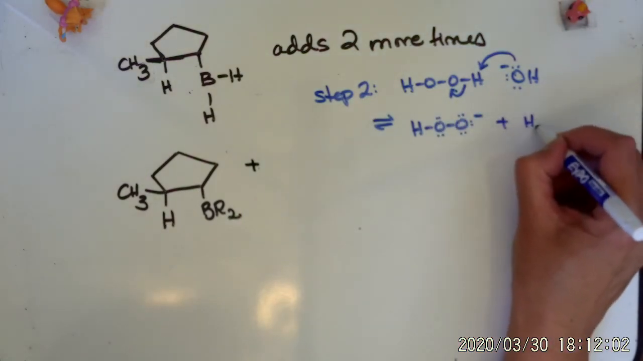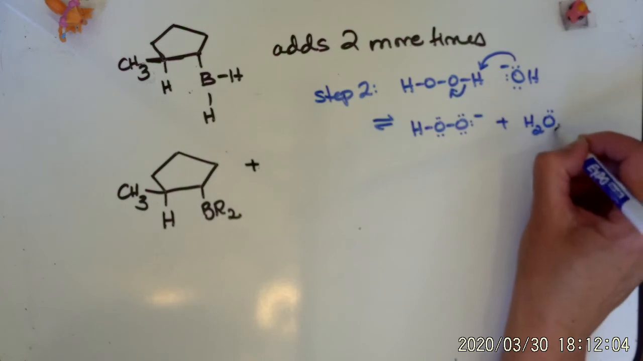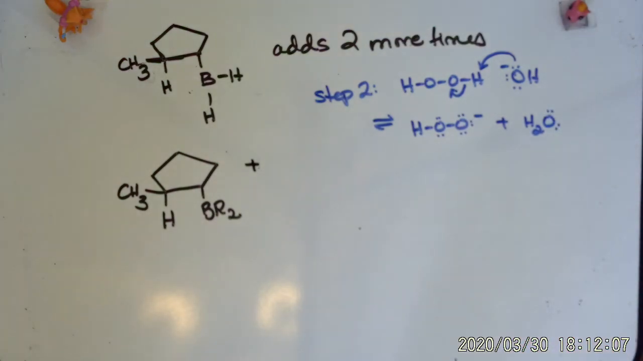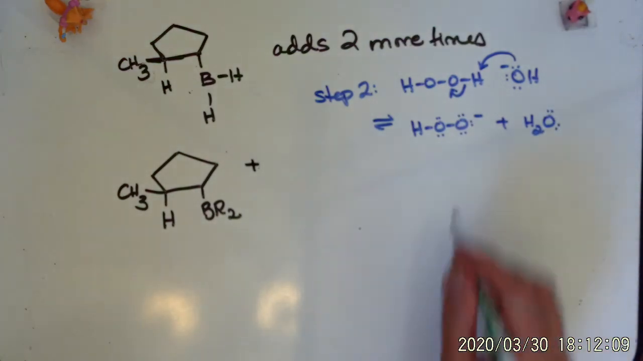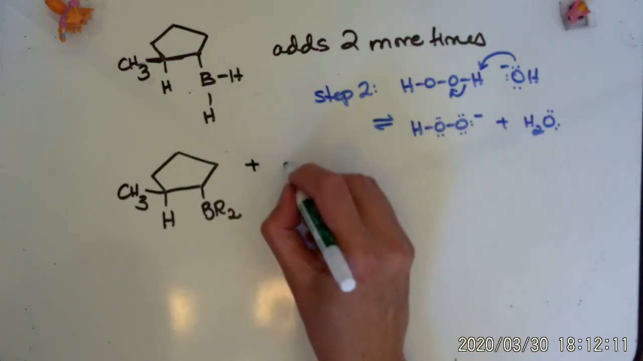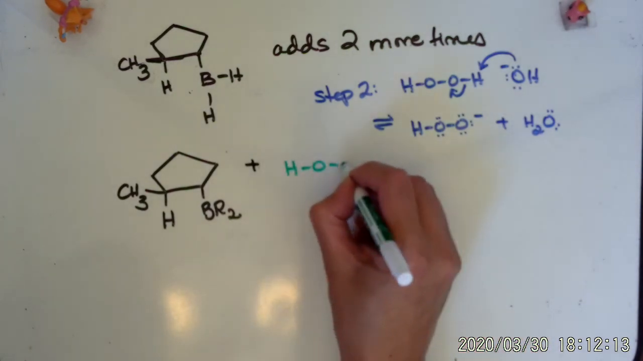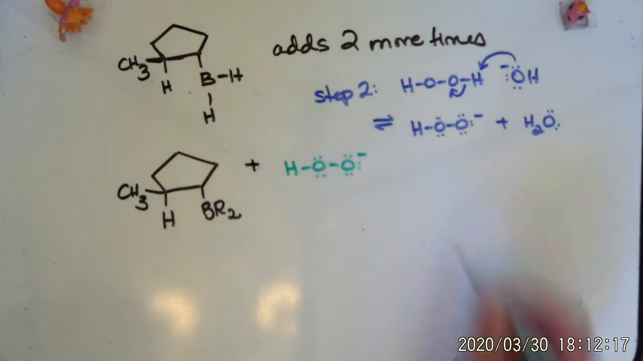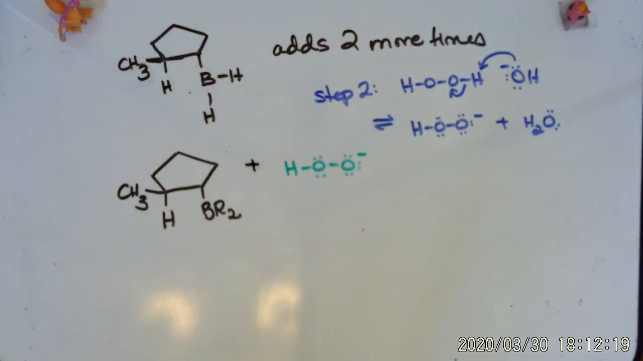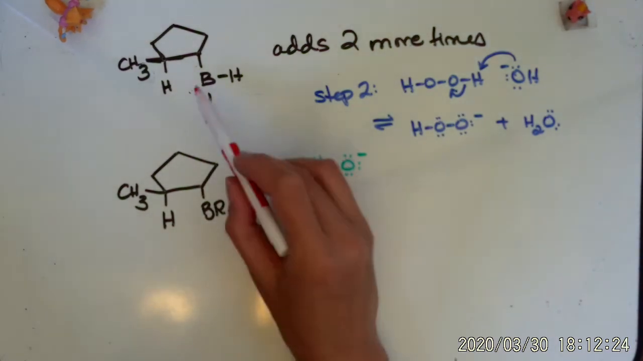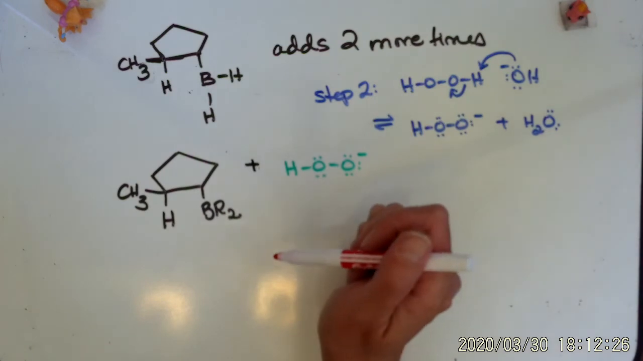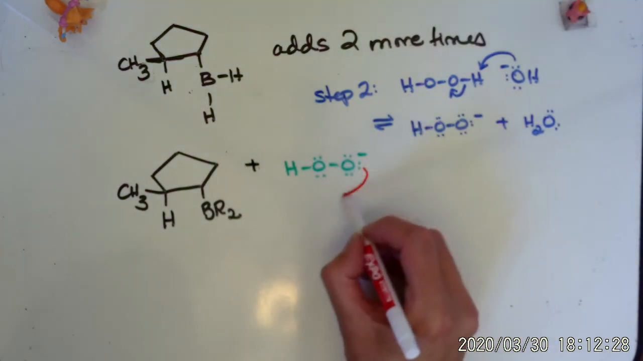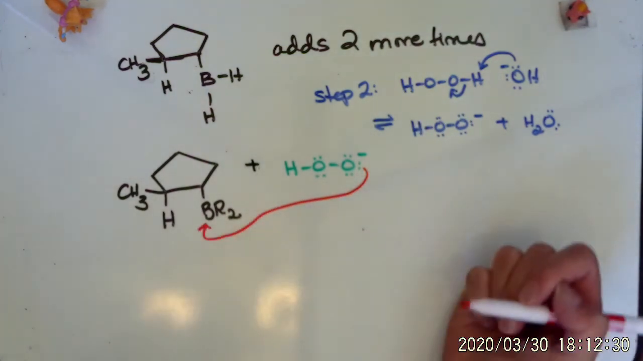And water. Okay? And it's this species right here that will attack my boron. Because look at it, doesn't my boron only have 6 electrons, but doesn't it want an octet? So this attacks my boron.